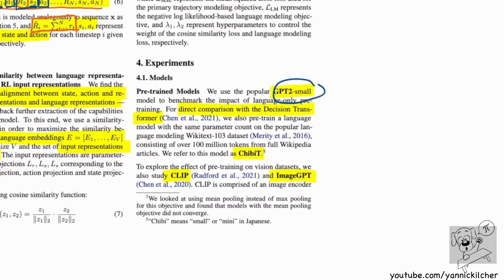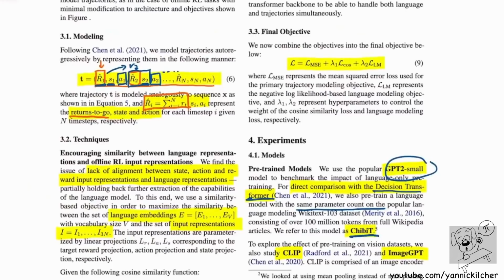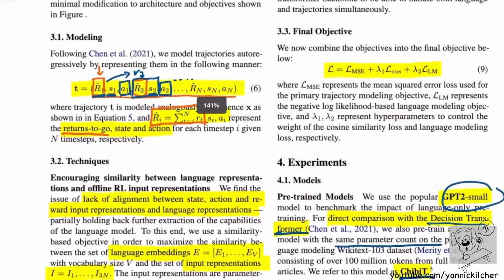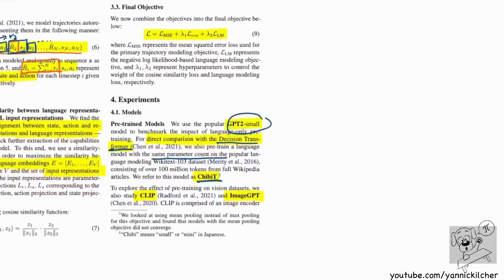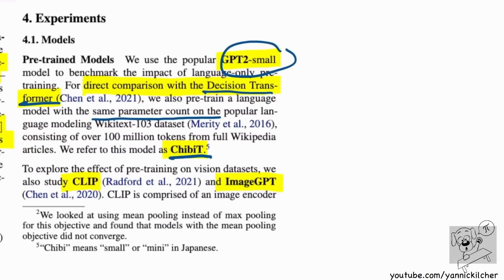For example, GPT-2 small, which is a pre-trained model. They also pre-train their own that they call Chibi-T, which is the same size. So that is the same parameter count as the original decision transformer to make it comparable to them. The decision transformer is the one that introduced this transformer as sequence model for reinforcement learning. And they are going to see this Chibi-T model has the exact same amount of parameters as the decision transformer, so they can directly compare what the language pre-training is going to gain them in the same model.